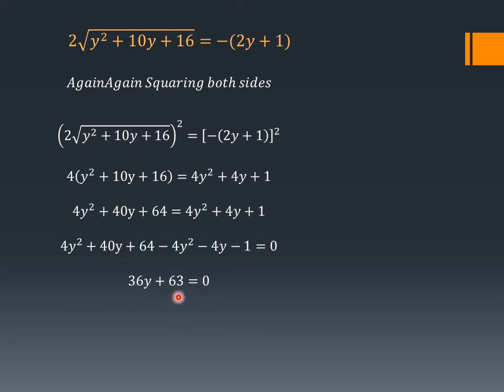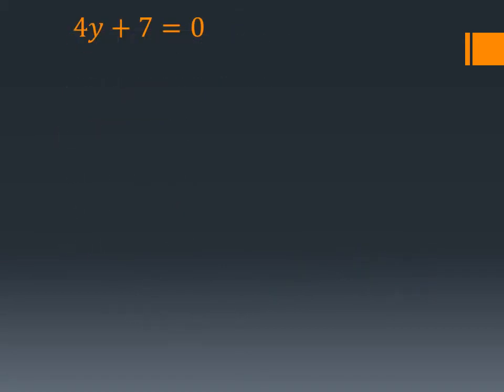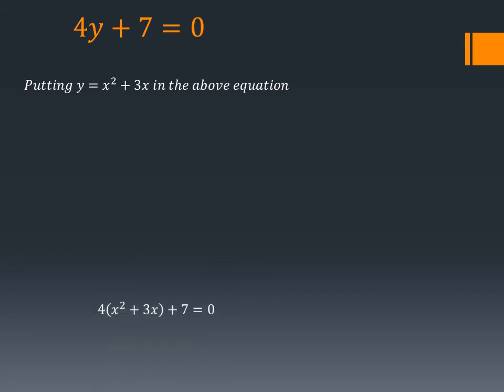In this 36 and 63 we can take a common number which is 9. So 9 into 4y plus 7 equals to 0. Taking 9 to the right side, it will divide with 0 and the answer would be 4y plus 7 equals to 0. Now we have to replace the y with the expression that we supposed earlier. So putting y equals to x square plus 3x in the above equation, we will get 4 brackets x square plus 3x plus 7 equals to 0. Opening the brackets and multiplying it by 4, we will get 4x square plus 12x plus 7 equals to 0.